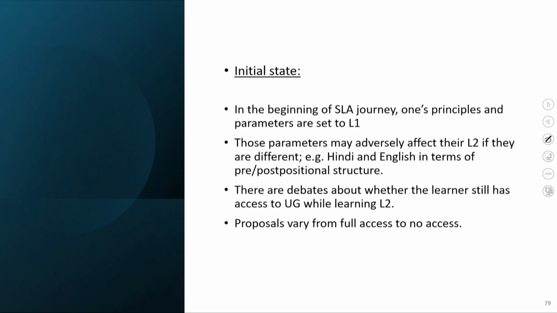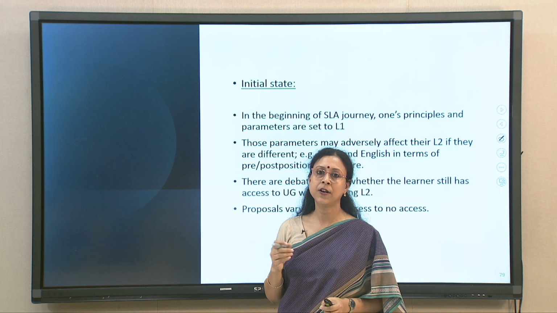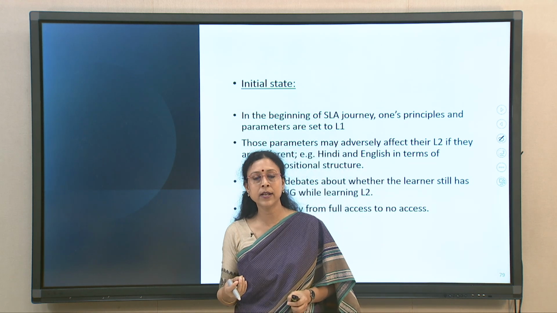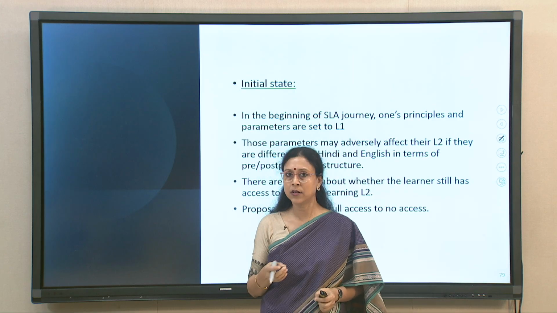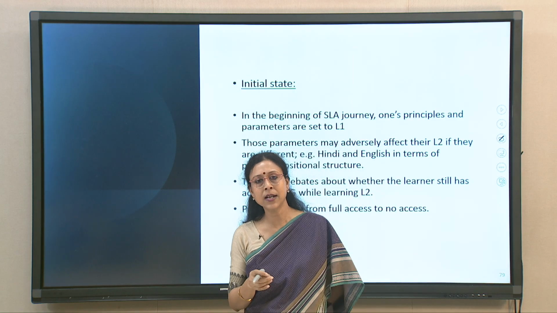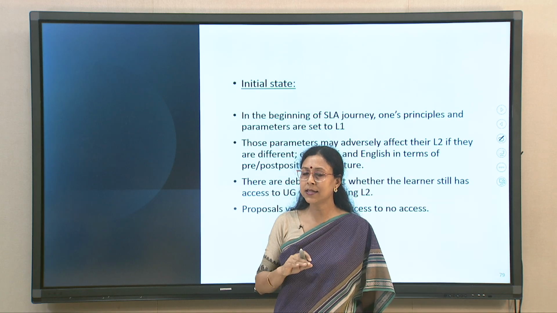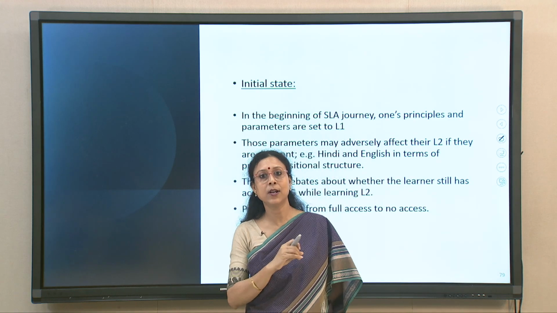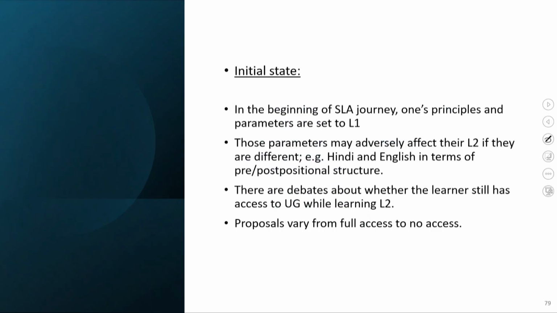Once principles and parameters are set to L1, because as we have already seen, as per universal grammar, acquiring L1 is largely based on these factors. So, your principles are already there, and parameters have been set. This is the scenario when L2 makes an entry. It is already set to L1. Now, those parameters may adversely affect L2 if they are different.